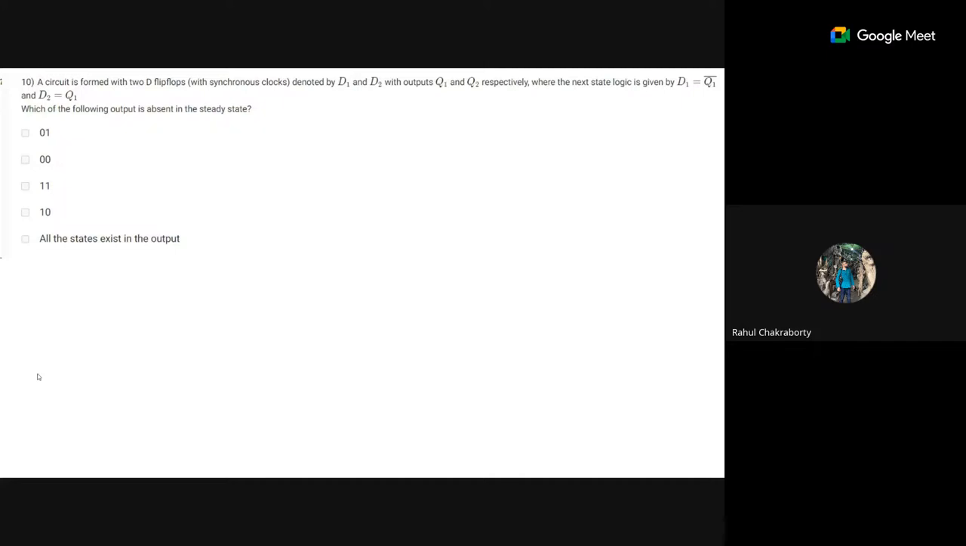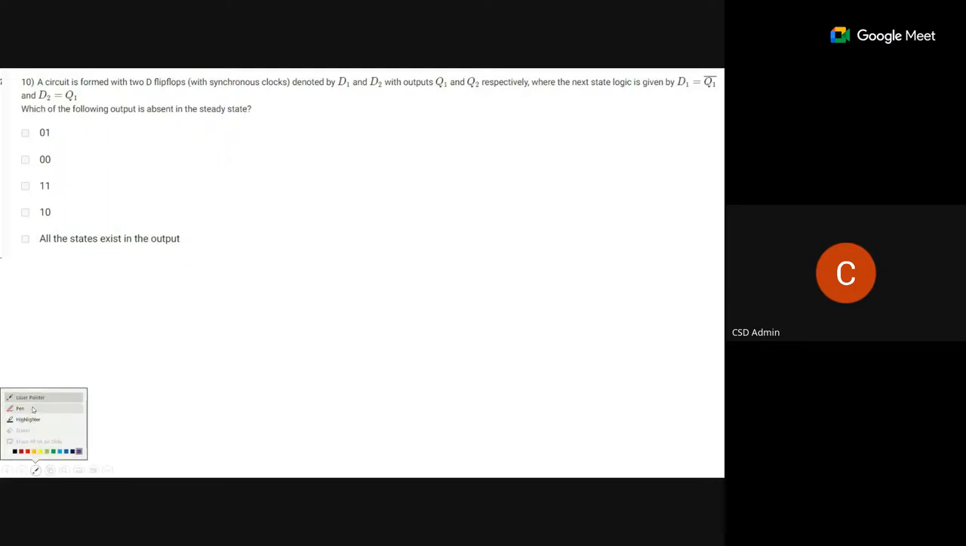Okay, the next question. A circuit is formed with 2 D flip flops with a synchronous clock, denoted by D1 and D2 with outputs Q1 and Q2 respectively. The next state logic is given by D1 equal to Q1 bar and D2 equal to Q1. Which of the following outputs is absent in the steady state?